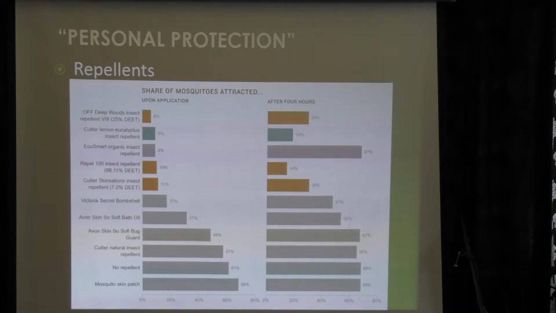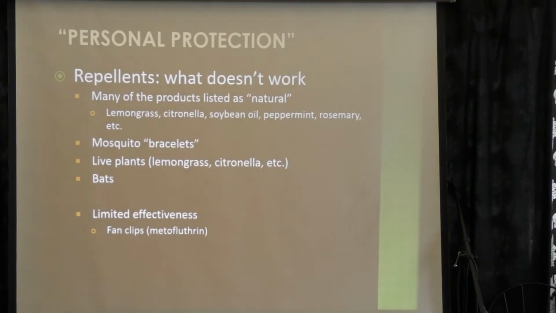I don't know. So again, here's the same chart, but then they pulled in some of those urban myth products and also some of the natural stuff. And you'll just see, again, Deep Woods Off doing really well. The one that is 98% DEET, Repel brand, also does really well at repelling insects. But a skin patch I think they got online didn't work. No repellent at all. Again, you're going to get the same effect with no repellent as you will with EcoSmart Organic Insect Repellent. What doesn't work is a lot of the products that are listed as natural.